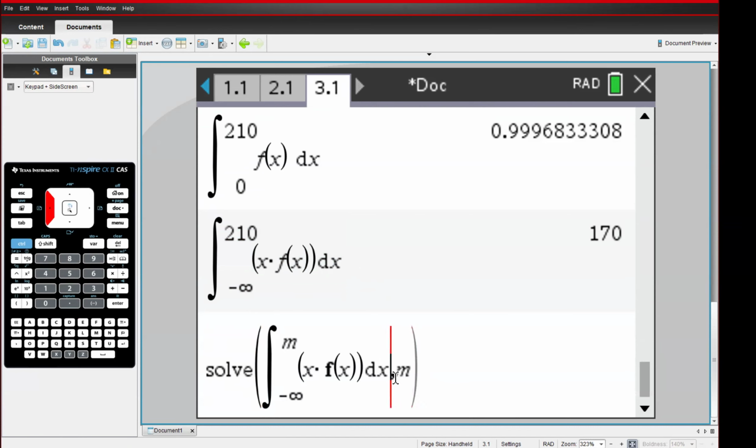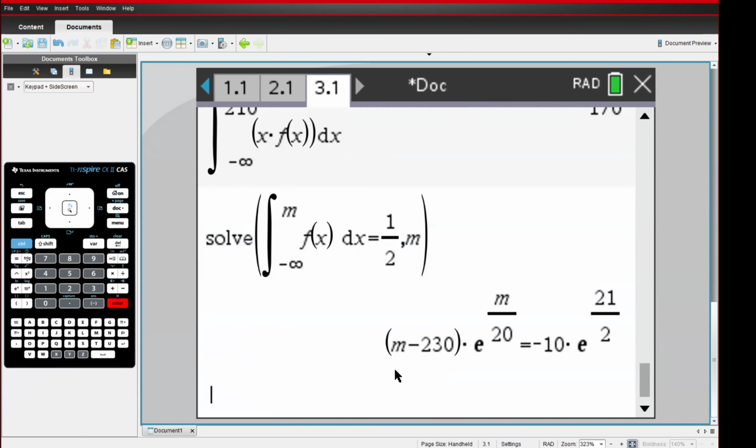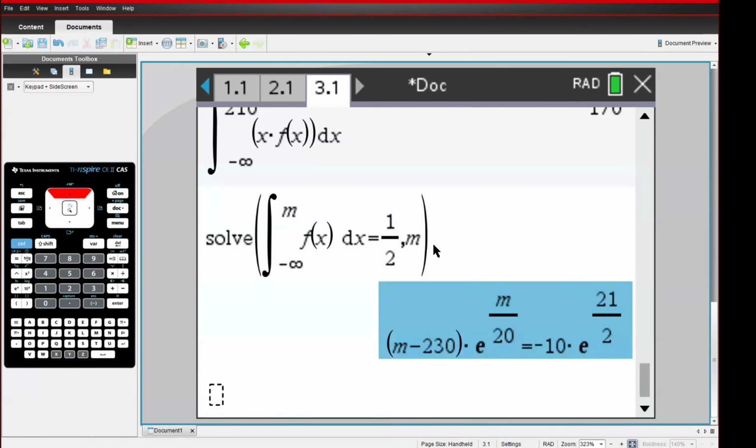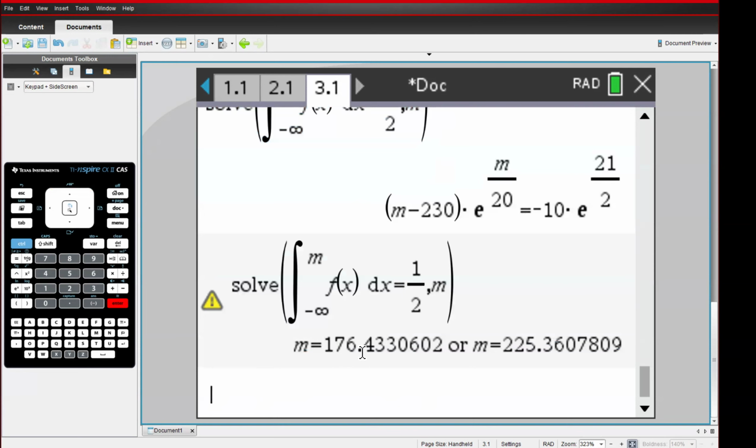And if you were to find the m value, I need to delete the x here, equals half, and you have to solve some kind of transcendental equation. This can only be solved by a special function called the Lambert W function or product log function. The actual correct answer should be 176.43 if the domain was from minus infinity to 210. Anyway, that's my discussion of this question.